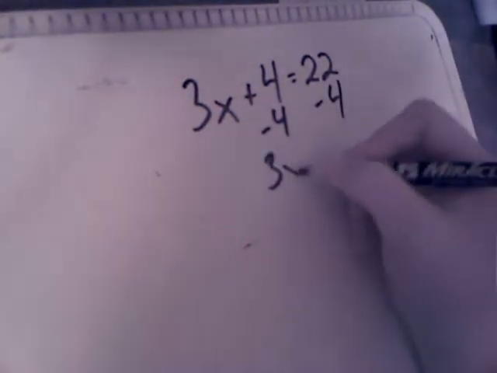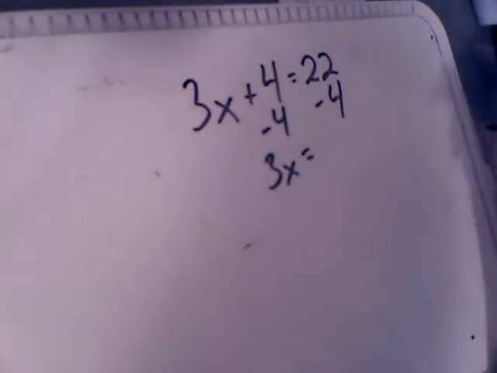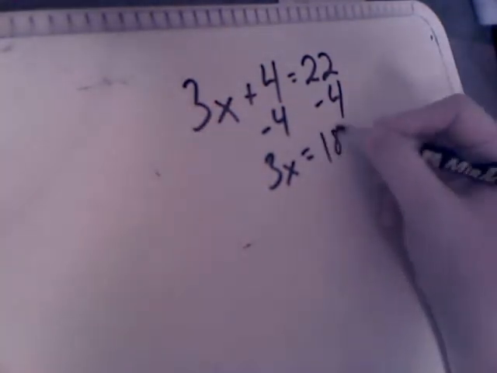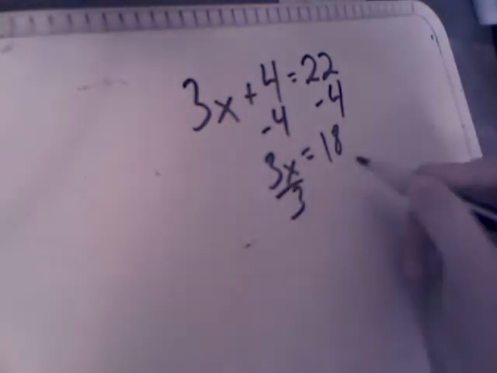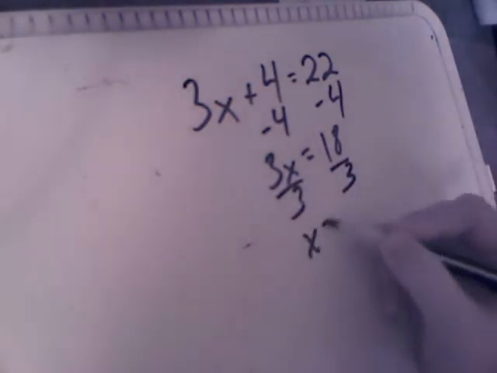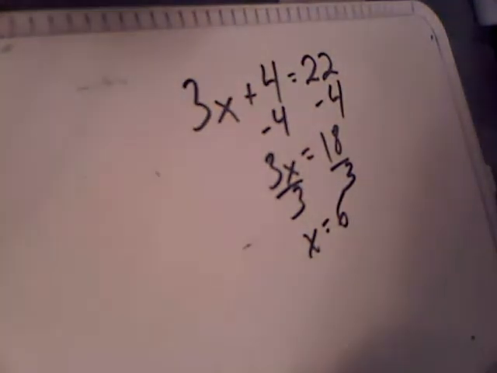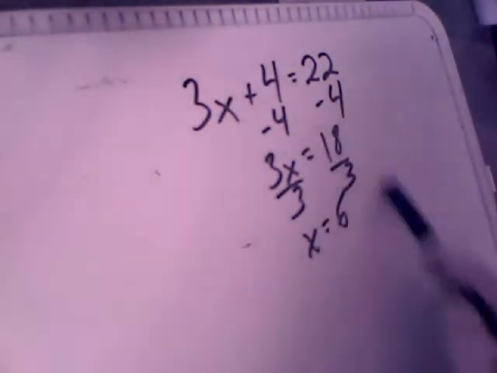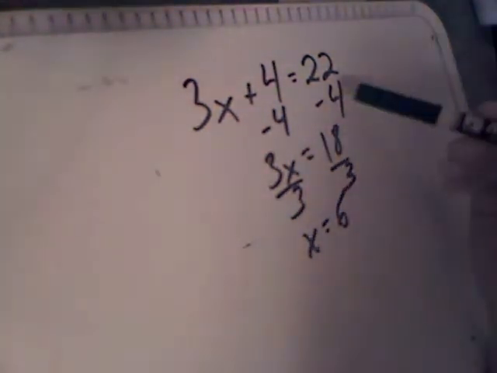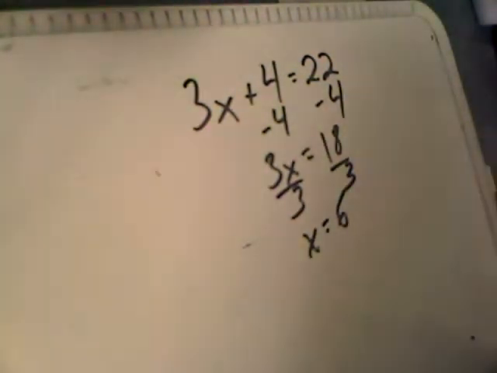And I'm going to get 3x equals 22 minus 4, which is 18. I want to get rid of that 3, so I'm going to divide by 3 on both sides, and I'm left with x equals 6. You can see that right about here, we're just solving a regular one-step equation, and we didn't really do anything different up here. It just looks more complicated. But it's not any harder, it's just going to take a couple more steps.